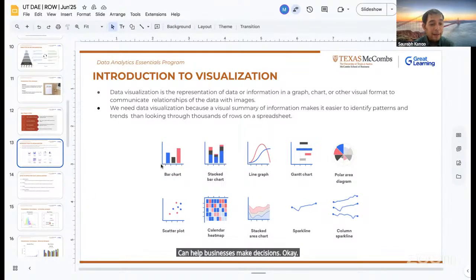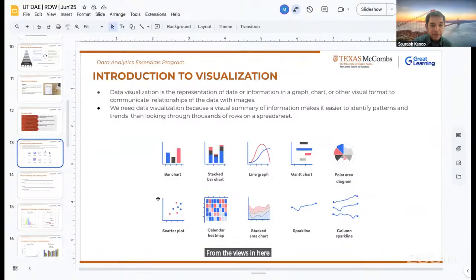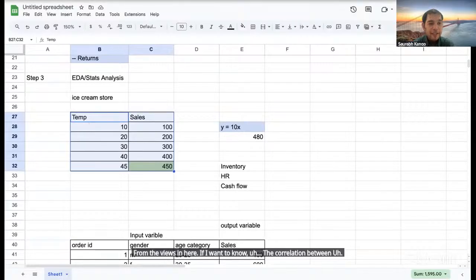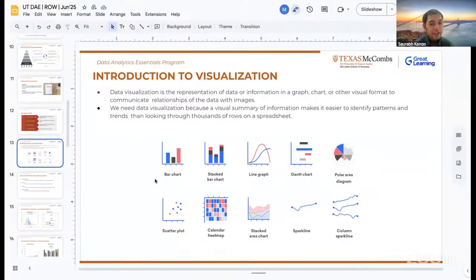Okay, now in that temperature to sales, which chart do you think would have been a good chart? From the views in here, if I want to know the correlation between temperature and sales, which chart do you think would have been the best chart here? Any guesses from the options below? Line chart, one. Anything else? How about scatter plot? What do you think? This one.